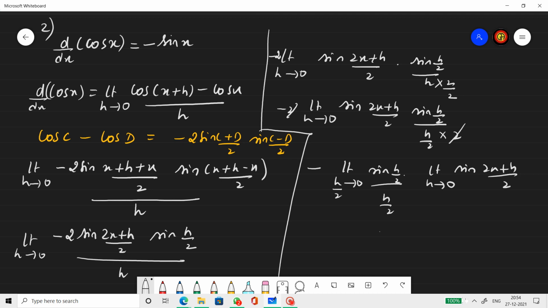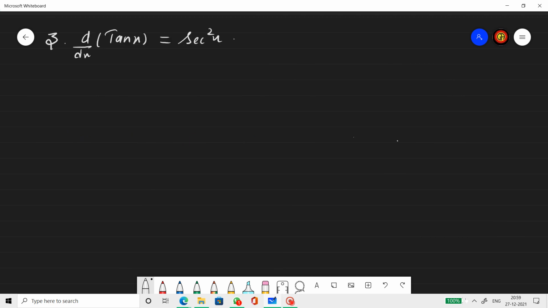So now when you apply, this is becoming 1 and you have a minus out, into when you apply limit for this, it is h is 0, so 2x by 2, which is sine x. So therefore, the differentiation of cos x is minus sine x by first principle.